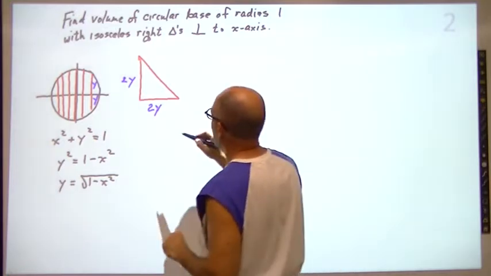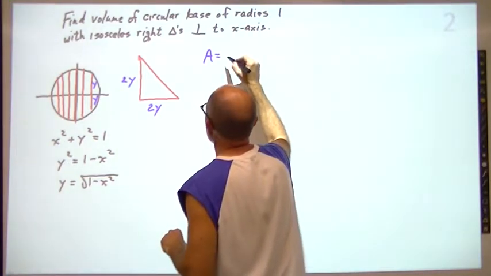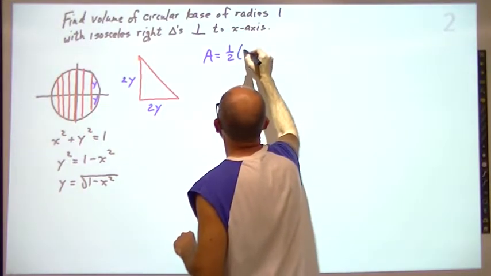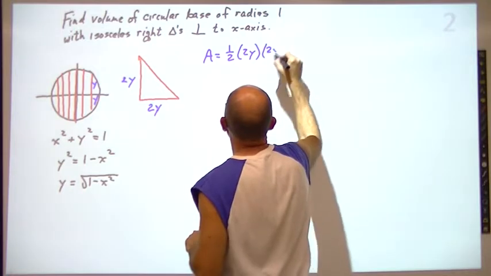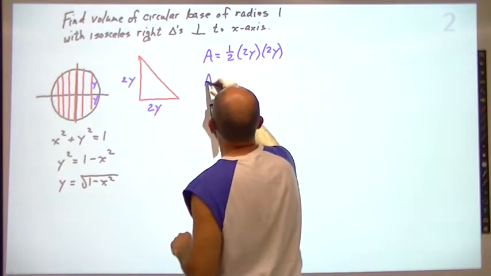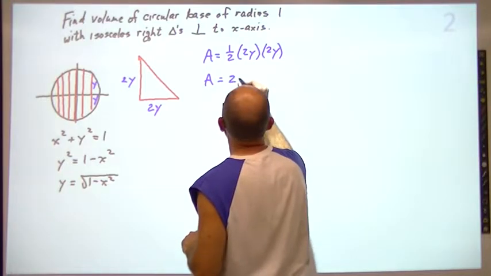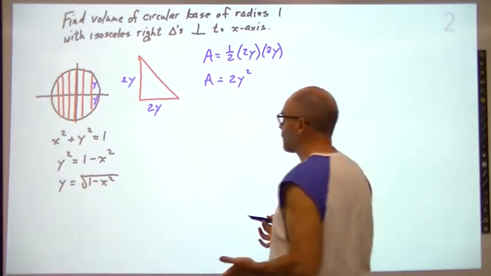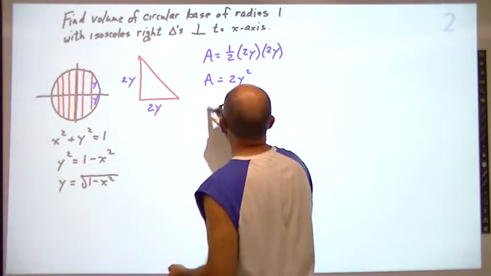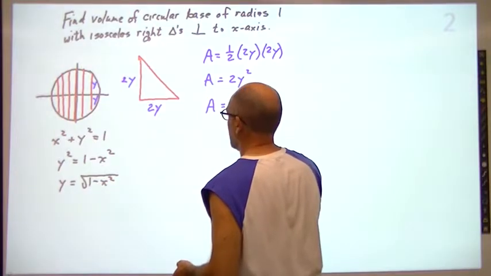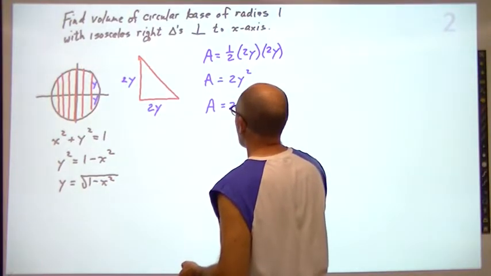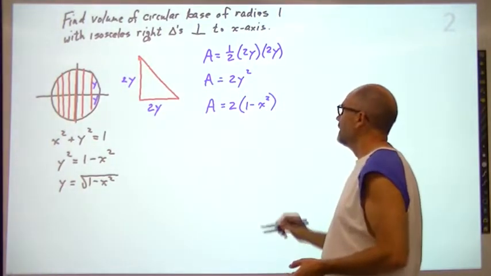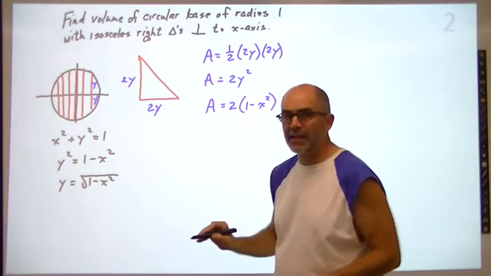So the area equals 1/2 base times height. So the area equals 2y squared. When y is the square root of 1 minus x squared, the square root squared makes the area just 2 times 1 minus x squared. That's my area in terms of x.